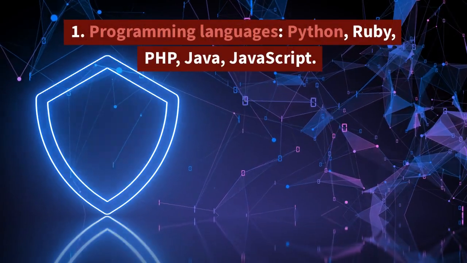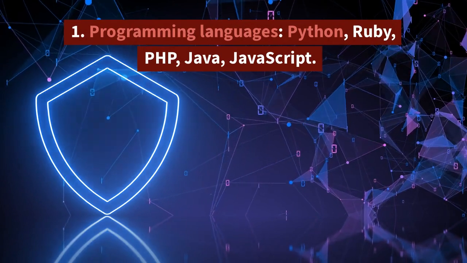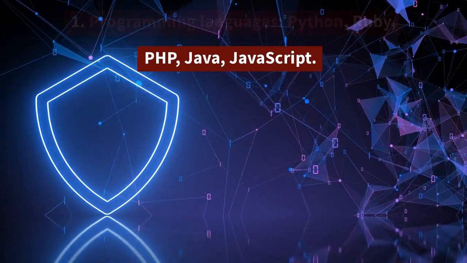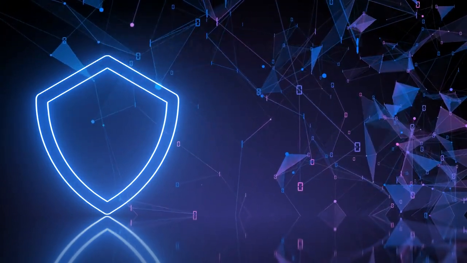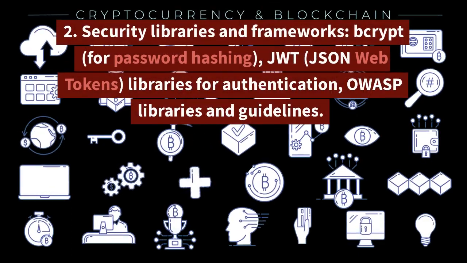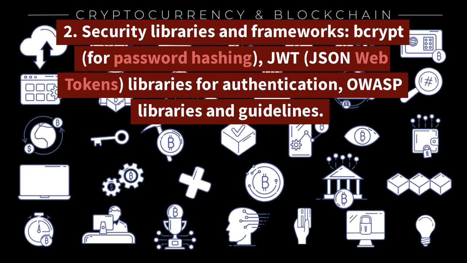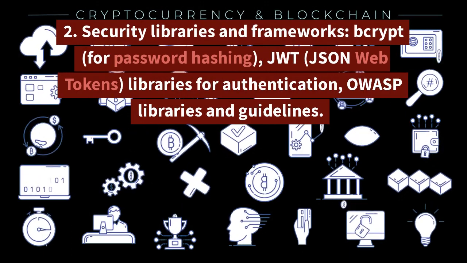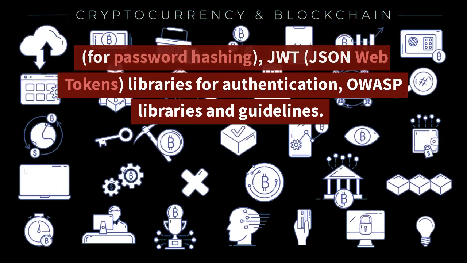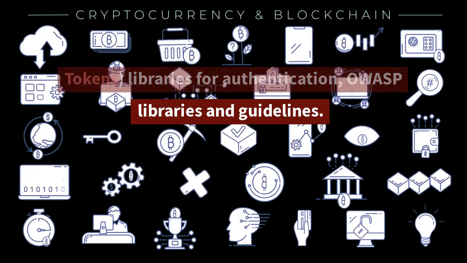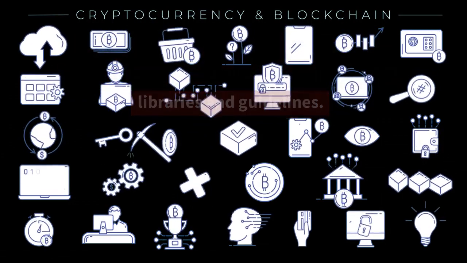Security and validation. 1. Programming languages. Python, Ruby, PHP, Java, JavaScript. 2. Security libraries and frameworks. Bcrypt, for password hashing. JWT, JSON Web Tokens. Libraries for authentication. OWASP libraries and guidelines.